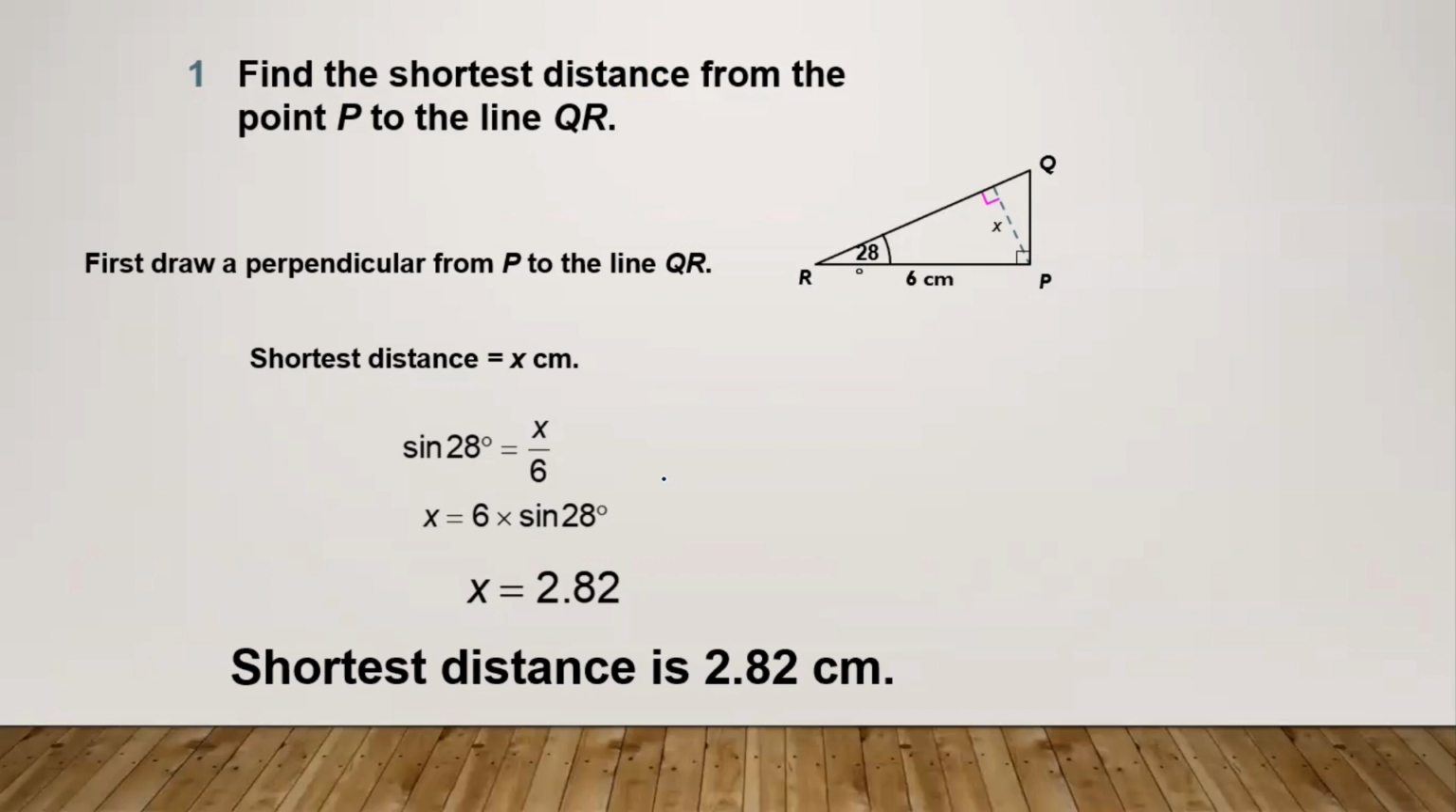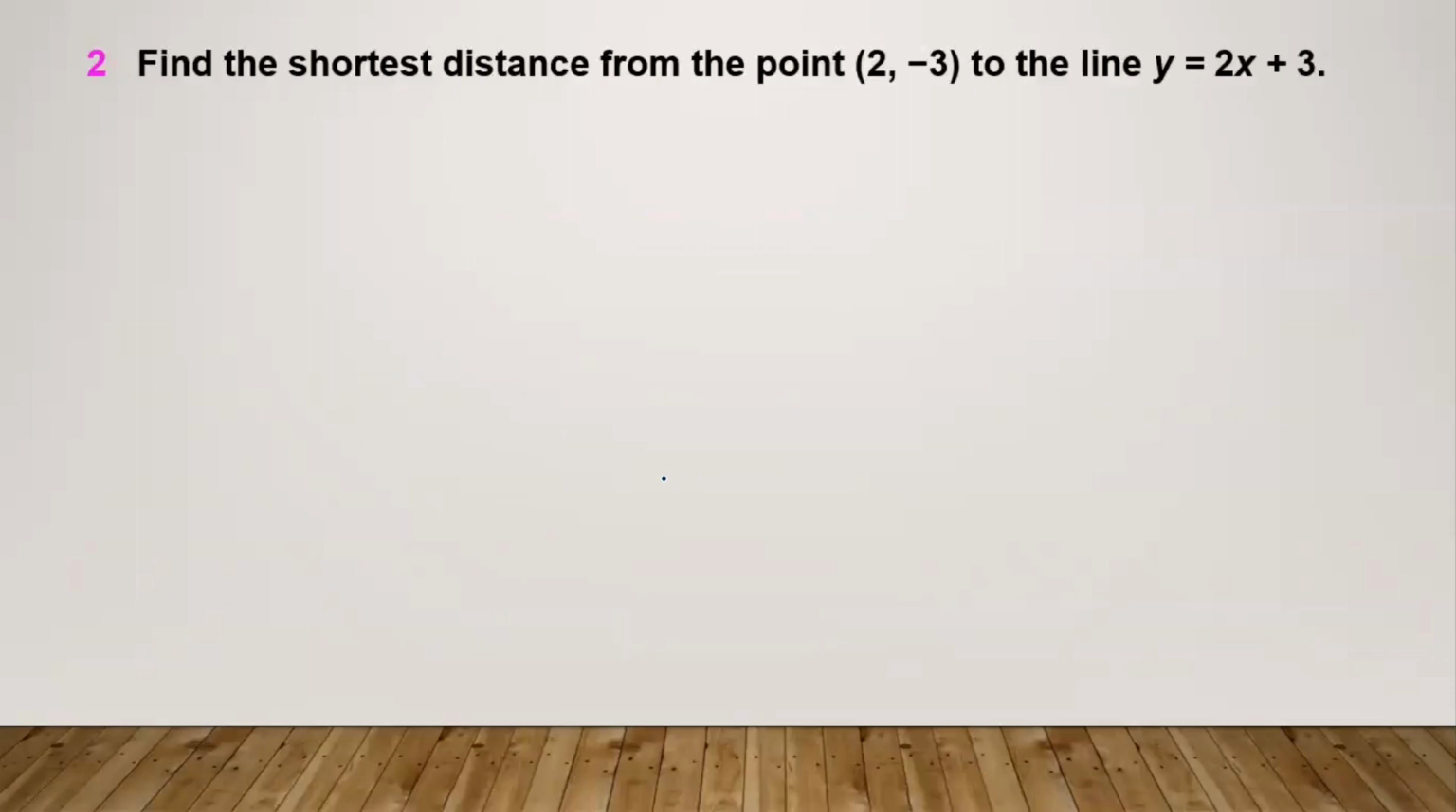Got it? Let's take one more example. Find the shortest distance from the point P (2, -3) to the line y is equal to 2x plus 3. So we are given a line y is equal to 2x plus 3, and from the point (2, -3) we have to find the shortest distance. So we drop the perpendicular from (2, -3) on the given line.